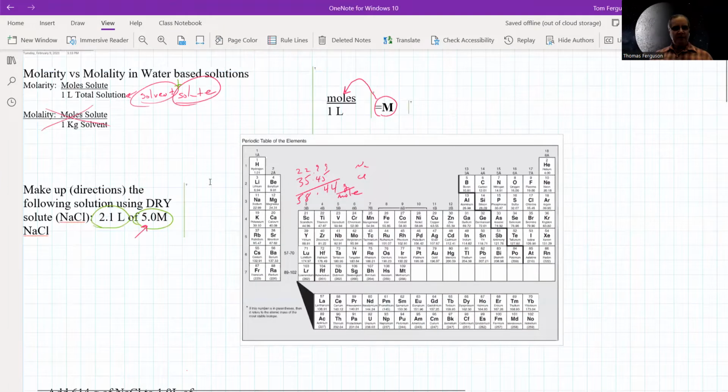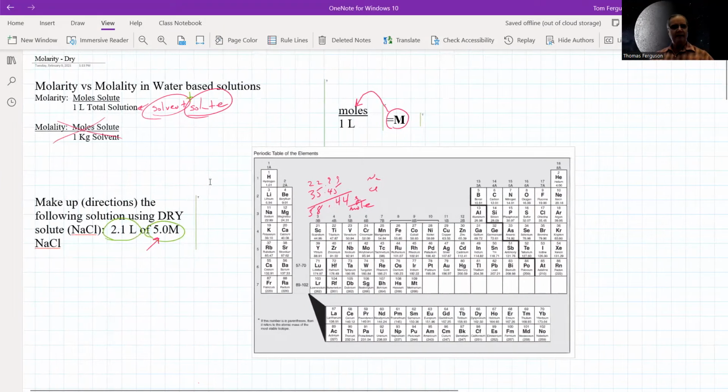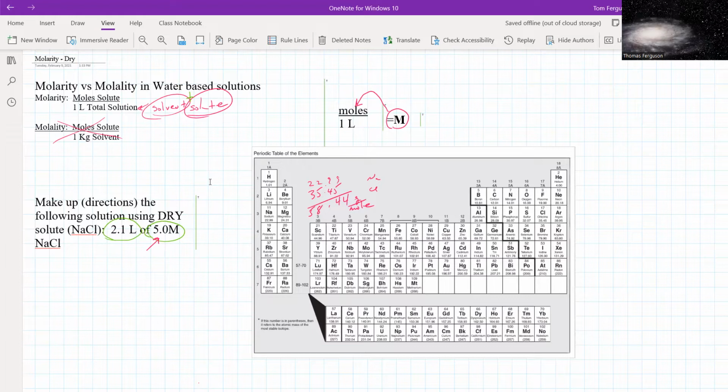So what I want to do is review from last week. Now remember, last week I talked about how something dissolves, and then the quantitative aspect is looking at how we measure concentration of a solution, which is moles per liter. So I'm going to go over a couple of these problems again, just to refresh you.